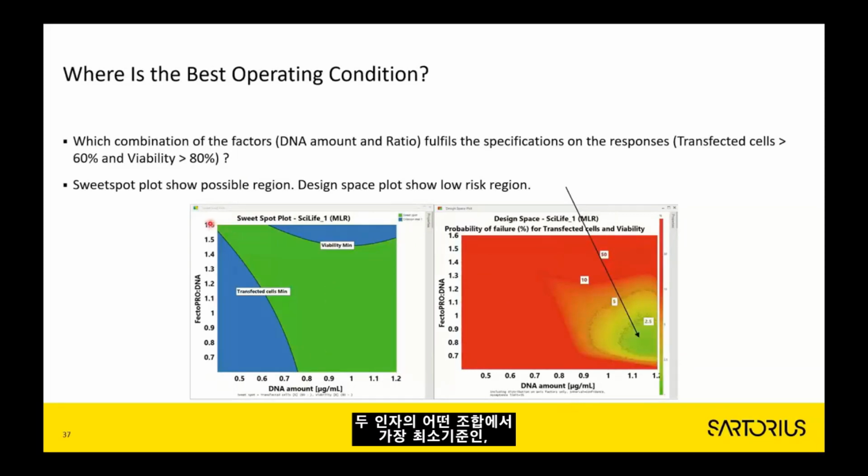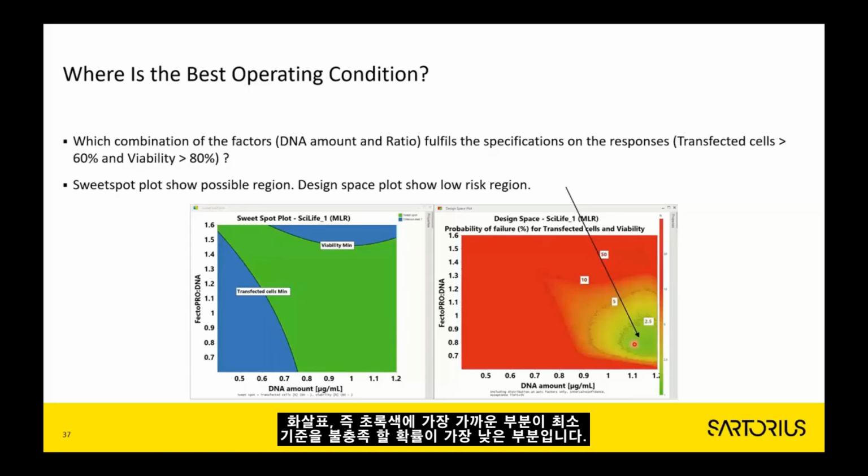So where is the best operating condition? Which combination of the two factors gives the best chance of fulfilling the responses, transfected cells being over 60% and viability being over 80%? So we can make this sweet spot plot, which would have been state of the art 7-8 years ago, or we can use more contemporary tools looking at the risk of failure to comply with response specifications. And the arrow here shows a low risk region where there is a low risk of being below 60 and 80%.